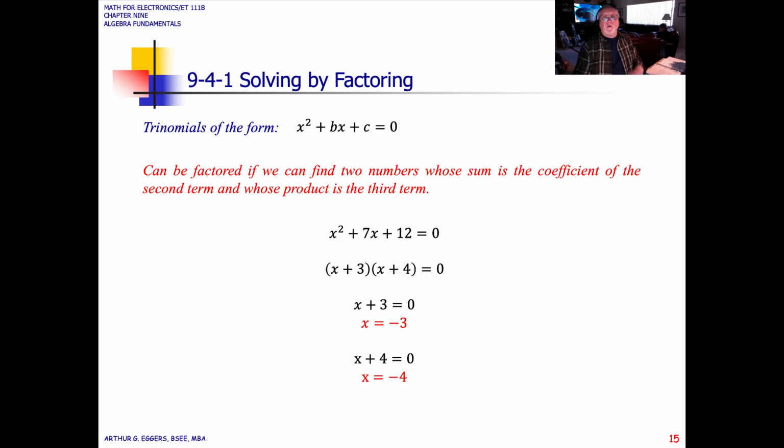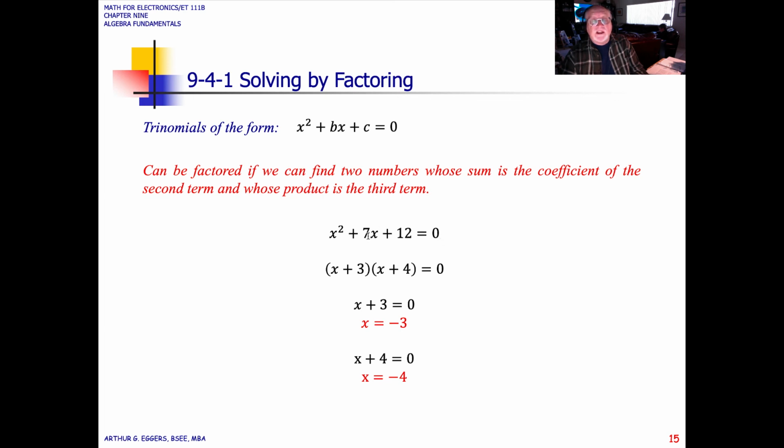Solving by factoring. So now we're back to solving by factoring, not using the quadratic equation. A trinomial is of this form. Notice there are no leading coefficients other than here. There's no a at the beginning, we just have b. So this can be factored if we can find two numbers whose sum is the coefficient of the second term and whose product is the third term. They used the extremes and means in the previous chapter. So we have this form where a is understood to be 1, 7 is b, and 12 is c.